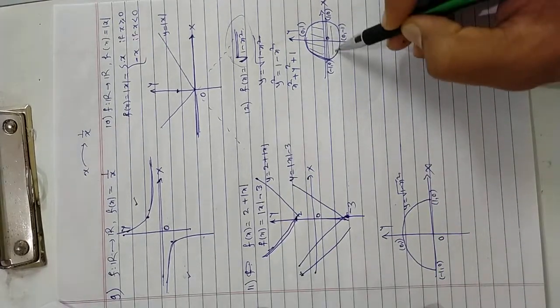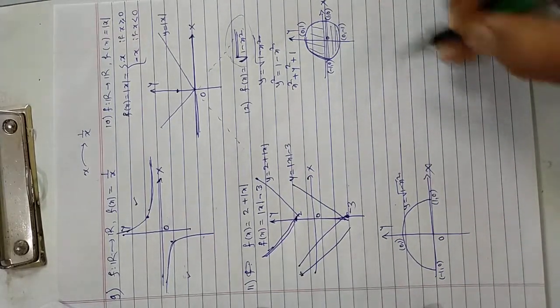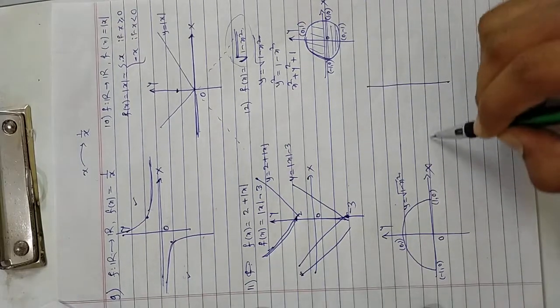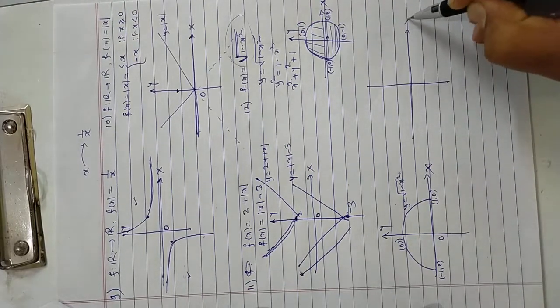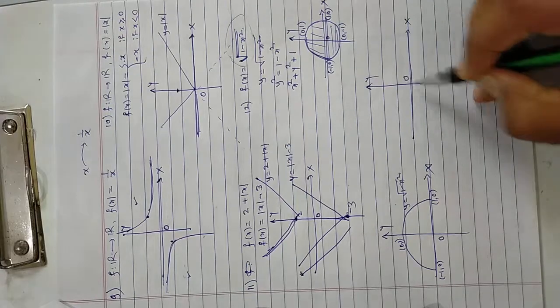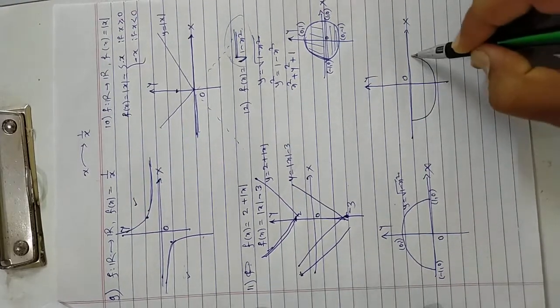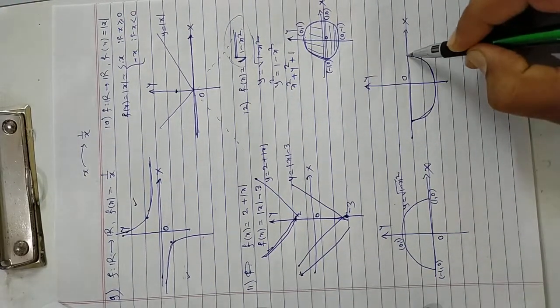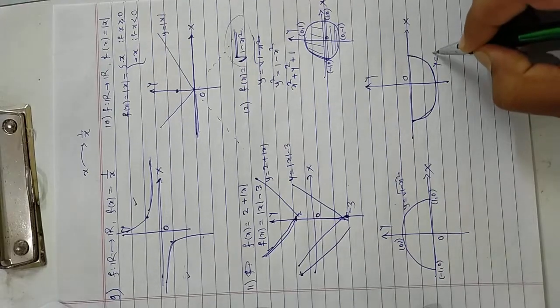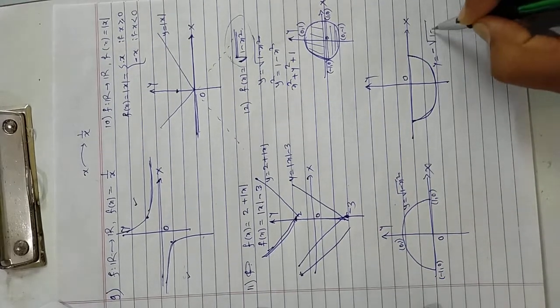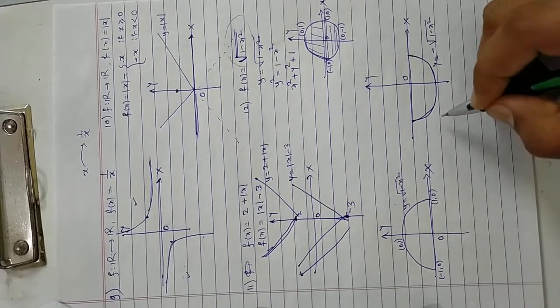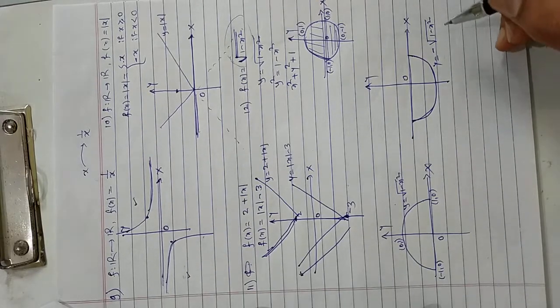So what will be this part? This is for negative value of y. So this graph will be the x-axis, y-axis, 0. So this half circle will be y equal to negative square root of 1 minus x square. So this is the graph of the function.